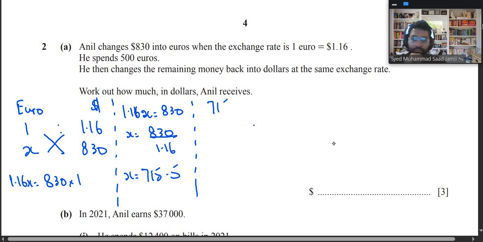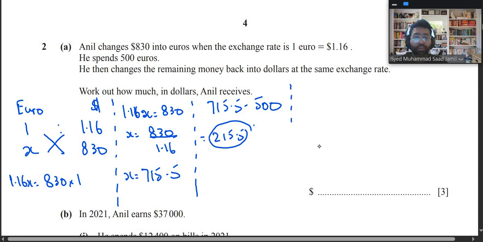So 715.5 we will subtract from 500. Once we subtract it, we get around 215.5 euros. Now he changes these euros back into dollars. So write over here euro, write over here dollar.